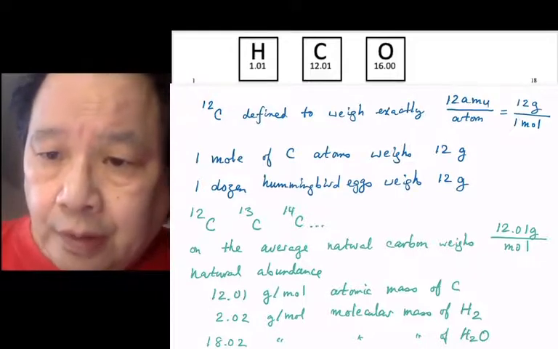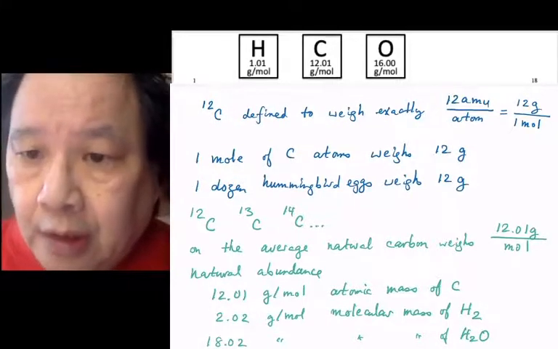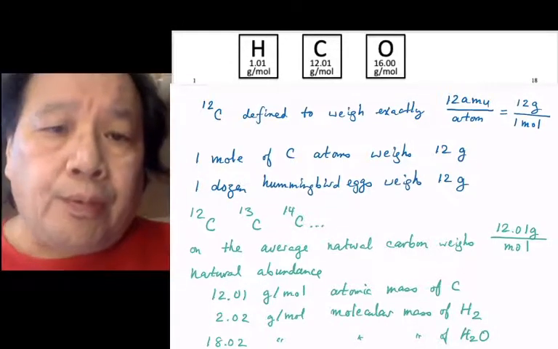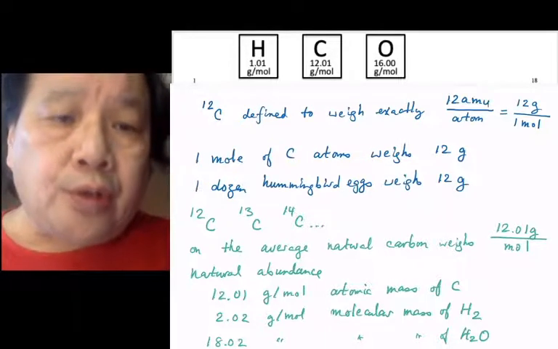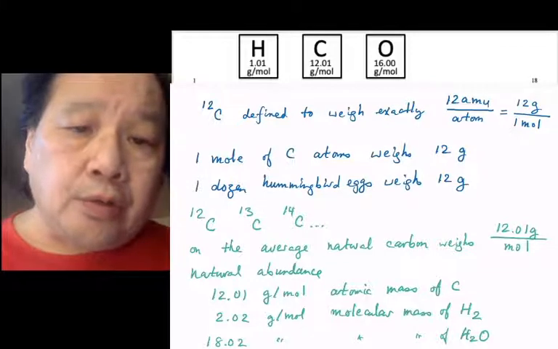And here, let me show you so we can put it on a scale. The numbers 1.01, 12.01, 16.00, when we're normally using chemistry, we think of in grams per mole.